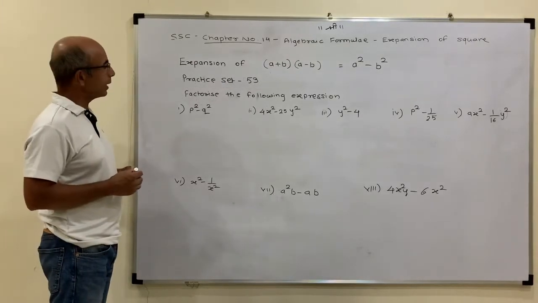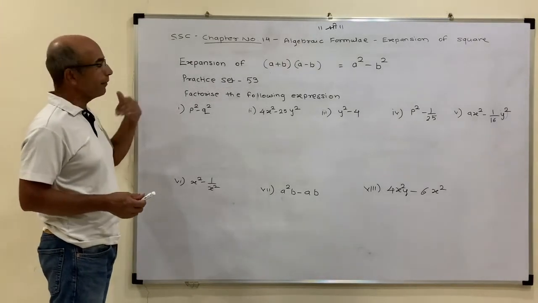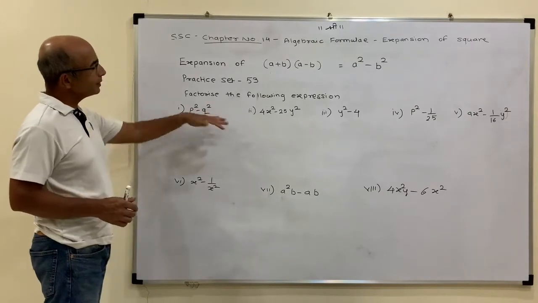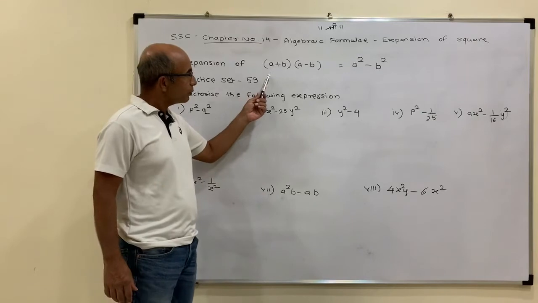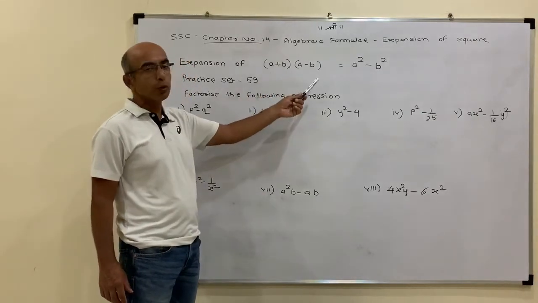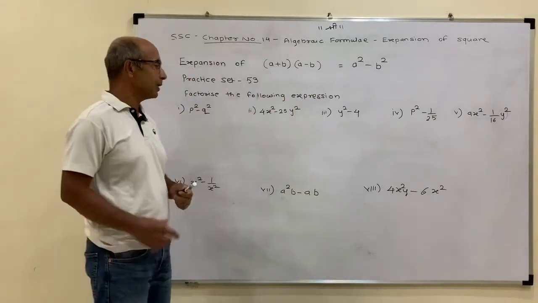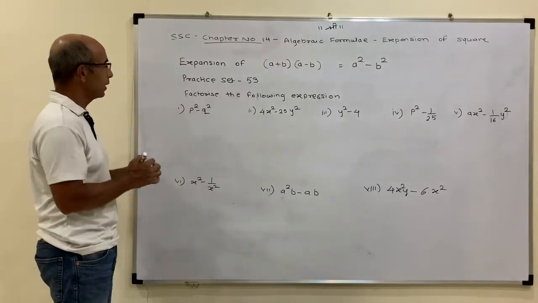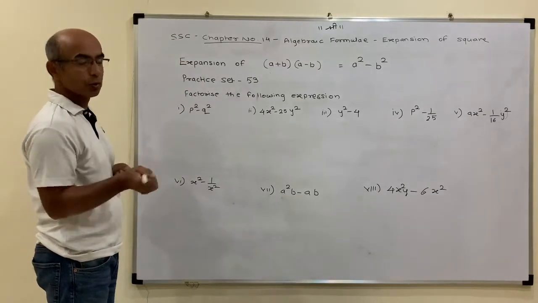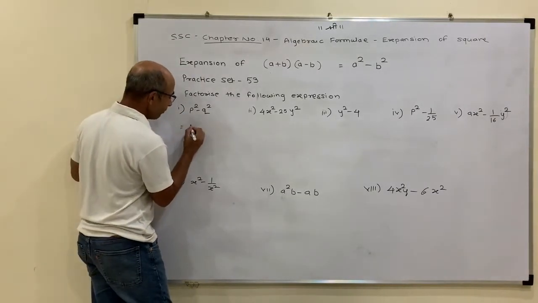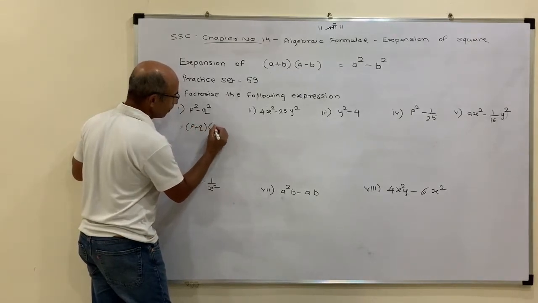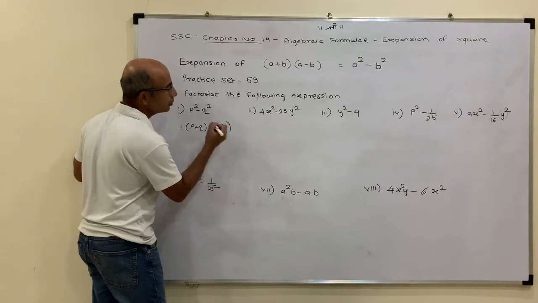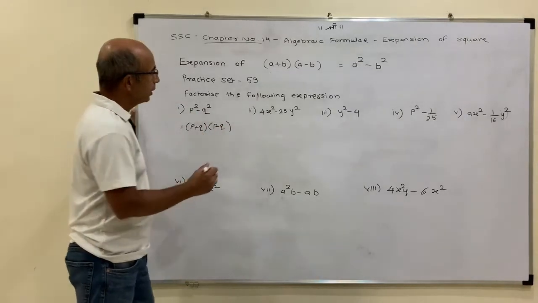Now let's look at practice set 53. Factorize the following expressions. As I mentioned before, in the previous one we moved from (a plus b) into (a minus b) and found a square minus b square. Now we want to do the reverse. So p square minus q square: factors will be (p plus q) into (p minus q).